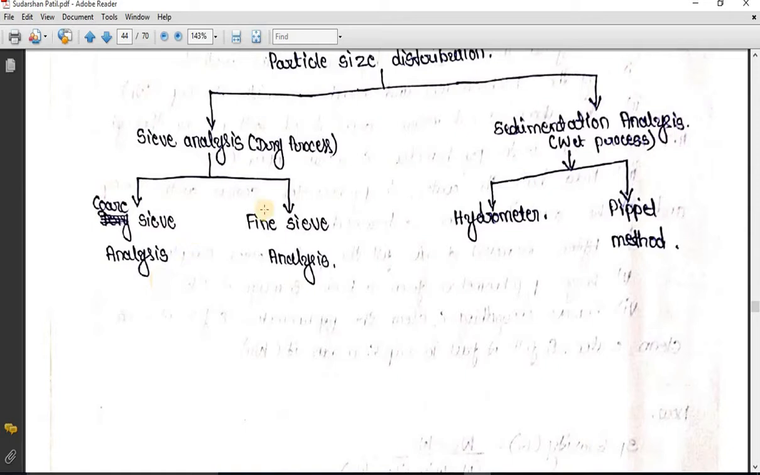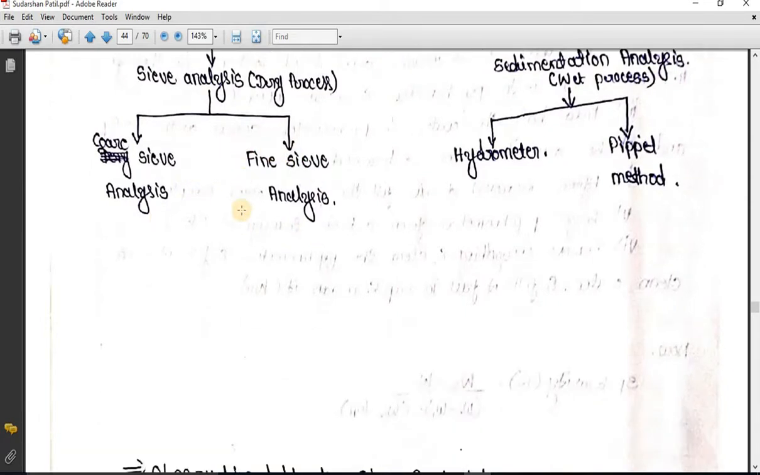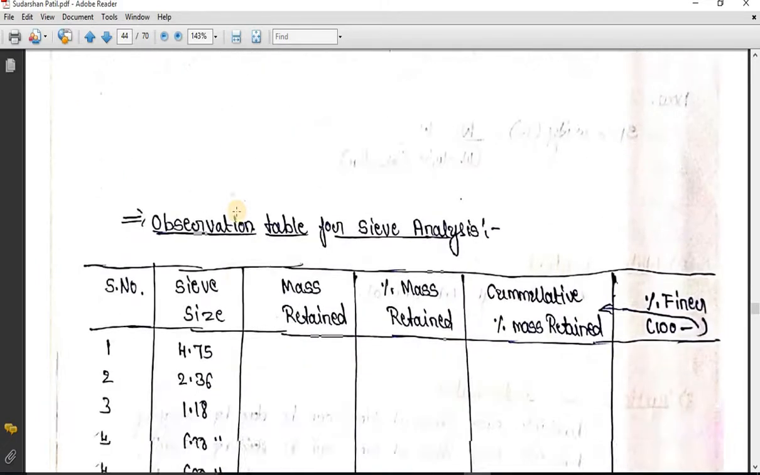Both the procedure and other things remain the same. The procedure is the same, just the size varies. So I'll just repeat it. Fine sieve analysis we are going to perform for particle sizes in between 75 micron and 4.75 mm. Coarse sieve analysis is performed for particle sizes more than 4.75 mm.